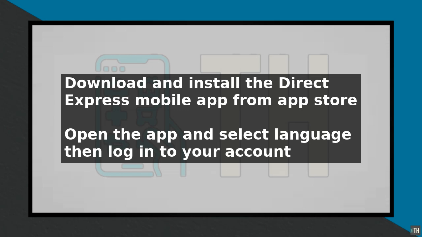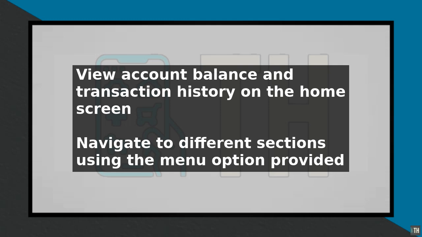After logging in, you will see the home screen which displays your account balance and transaction history. From here, you can navigate to different sections of the app by selecting the menu option. The menu allows you to view your account activity, transfer funds, and find nearby ATMs.